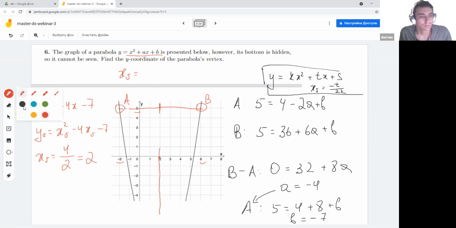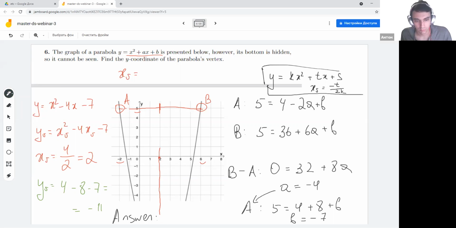So now, the y coordinate is 2 squared, which is 4, minus 2 times 4, which is 8, and minus 7, which is minus 11. So this is the answer. Minus 11, okay?